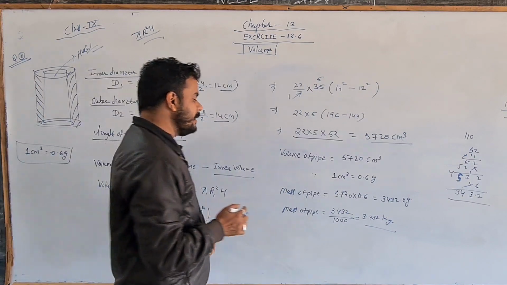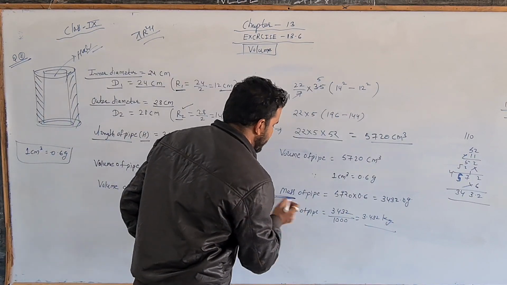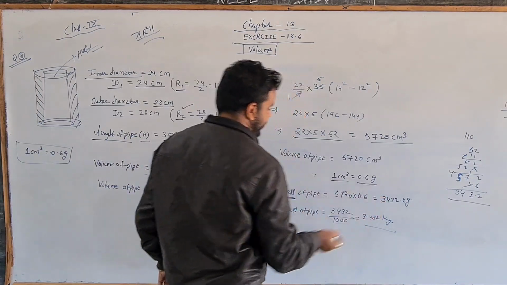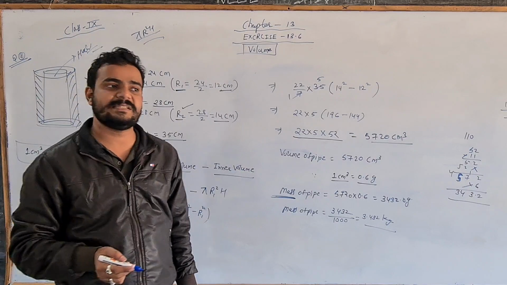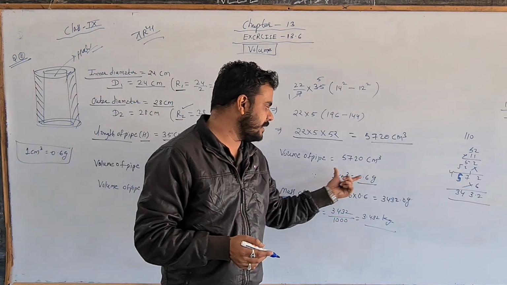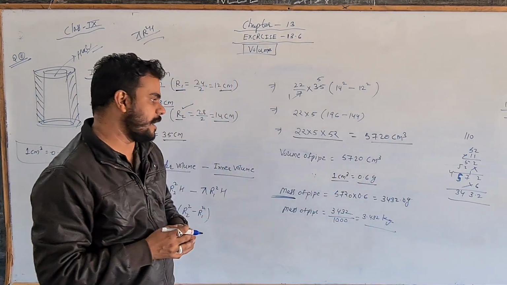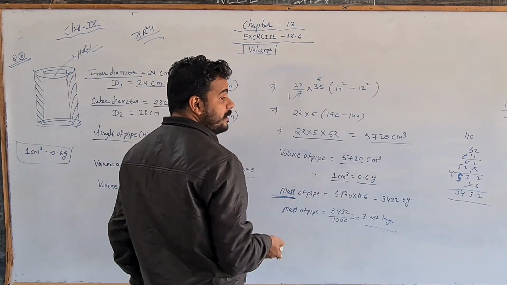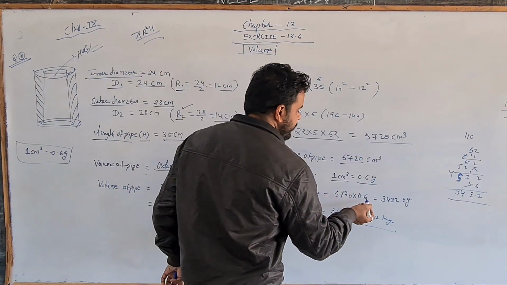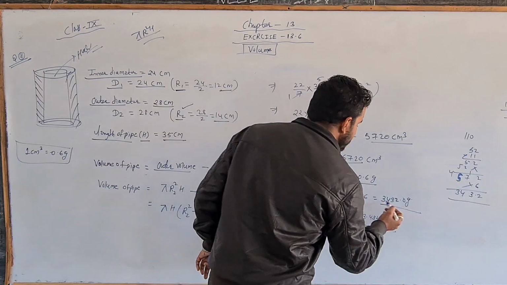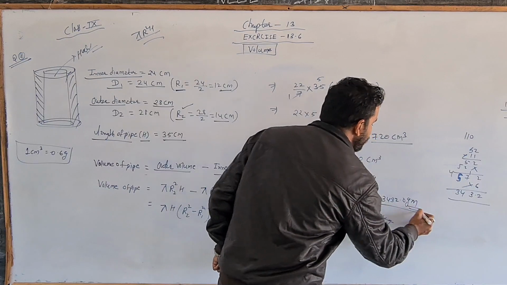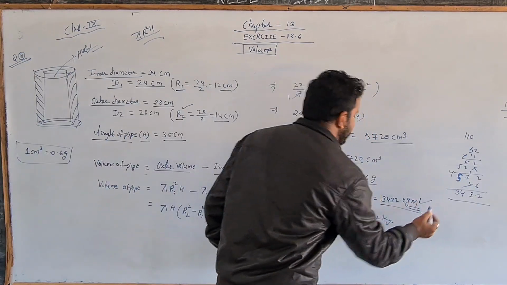So now we have to find out the mass of the pipe. Because the given thing is 1 centimeter cube equals 0.6 gram, we will make the multiplication of the volume and the quantity of the wood. So 5720 into 0.6, and the answer is 3432.0 gram. This answer is absolutely correct.